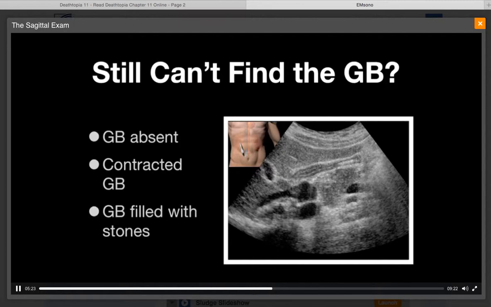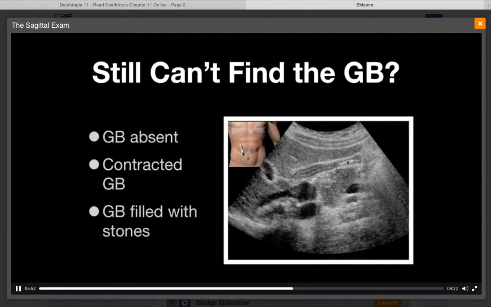If all you're seeing is dirty shadowing from bowel gas, then you may have to scan the gallbladder from an intercostal approach. However, if you are seeing the liver but don't see the gallbladder, you have to ask yourself, is the gallbladder either congenitally or surgically absent? A lot of times patients forget to tell you they have their gallbladder out remotely. The gallbladder may be contracted, and that is not uncommon in the ED population who may have just eaten.